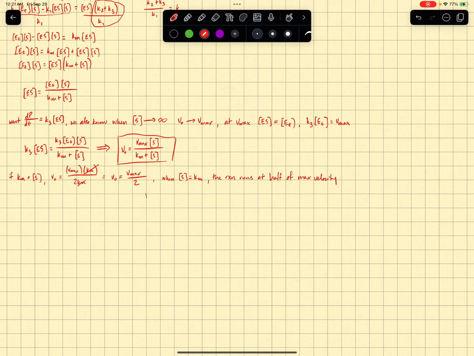And graphically, what that's going to look like is, here's V naught, here's our substrate concentration, and there's our curve. This is Vmax. And when it's running at half of Vmax, the substrate concentration that we're at at this point, that is Km.